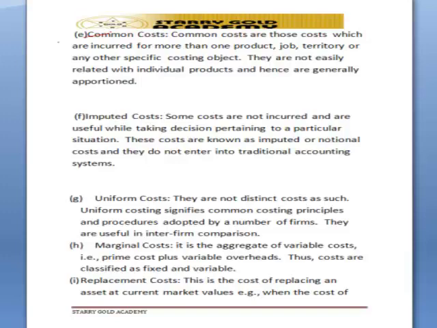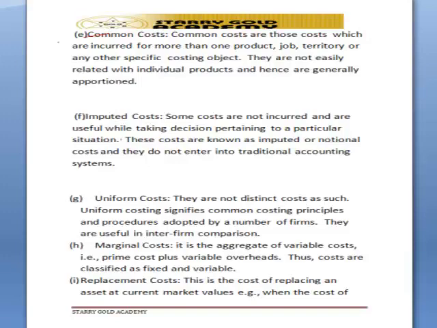For instance, rent of a factory is a common cost to all departments located in that factory. Like some furniture making companies, the office and the showroom are there, and the factory is there. So the rent of that place is what we call a common cost.